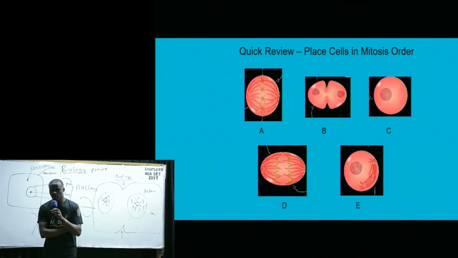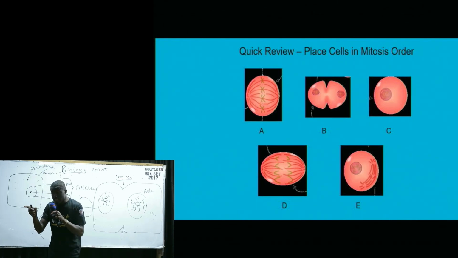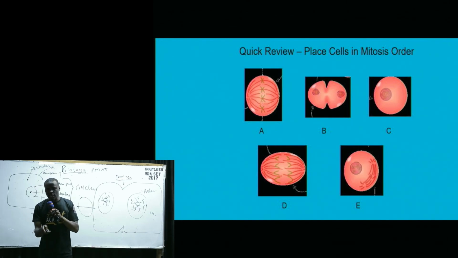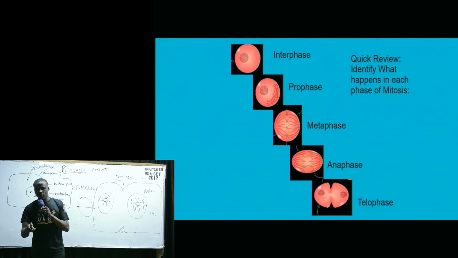Now, let's look at this again. What can we call this C? This C looks like interphase, right? But the question said mitosis order. Interphase is not in mitosis order. Okay, let's look at E. E is prophase. A is at the equator. Now D is anaphase. They are going home. Now, can you clap for yourself?